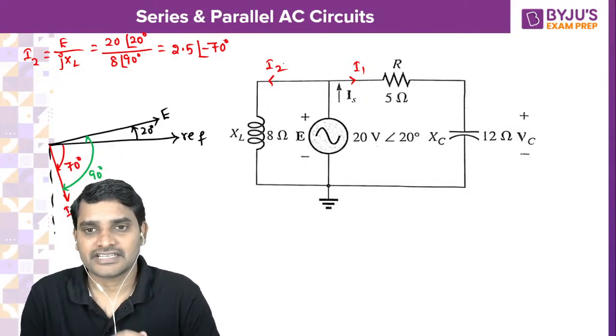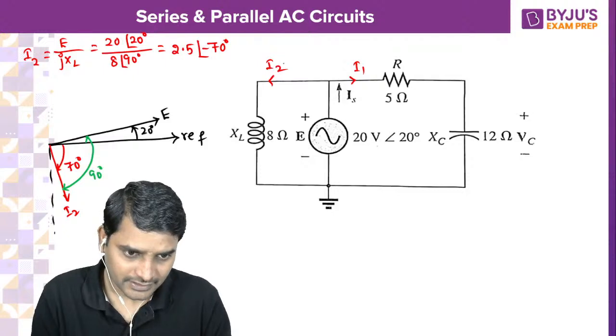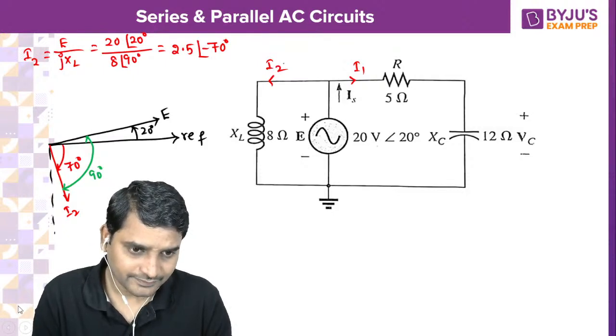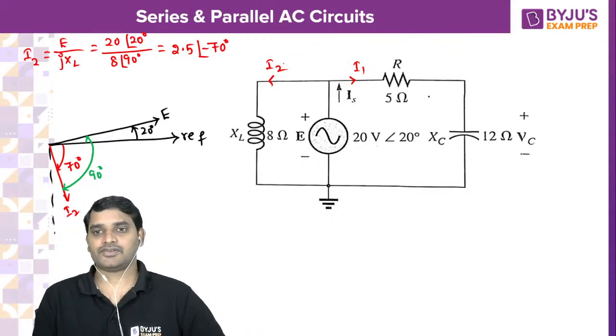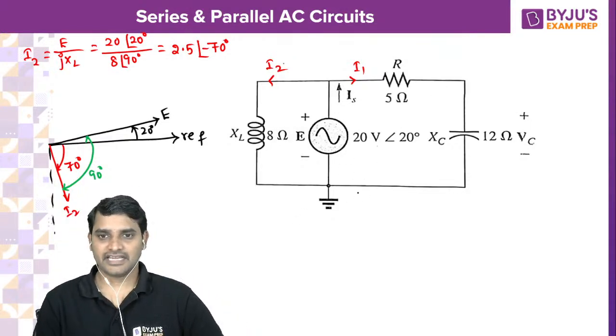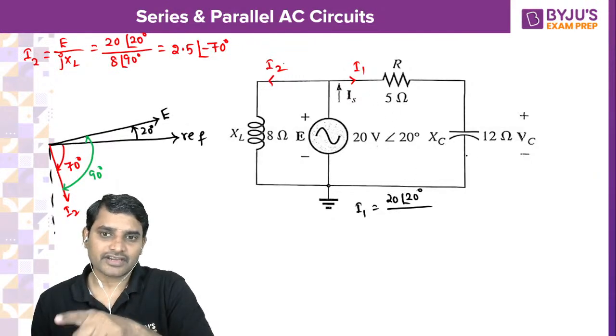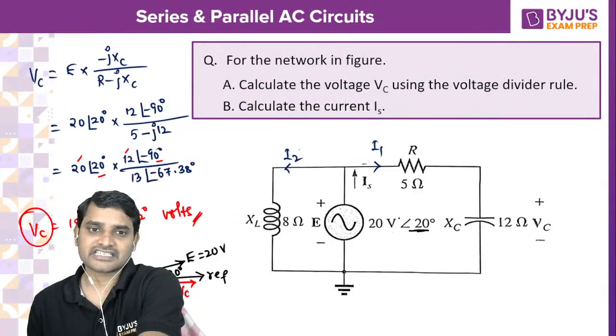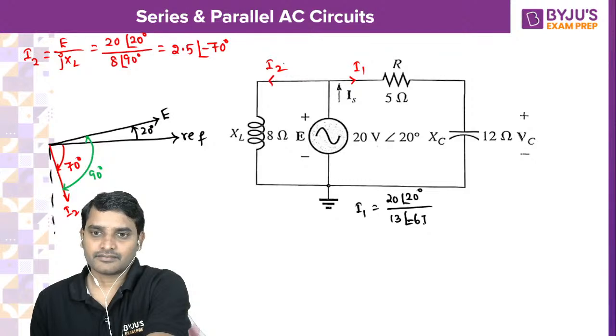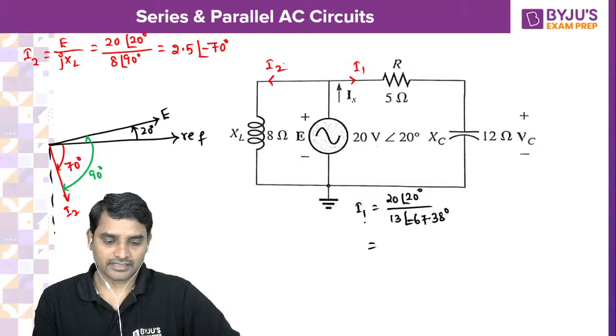Let's see I1. How do you calculate I1? Just now we have seen already. I1 will be 20 at an angle of 20 degrees divided by the square root of 5 square plus 12 square. We have got it as 13 at an angle of minus 67.38. So 20 divided by 13.